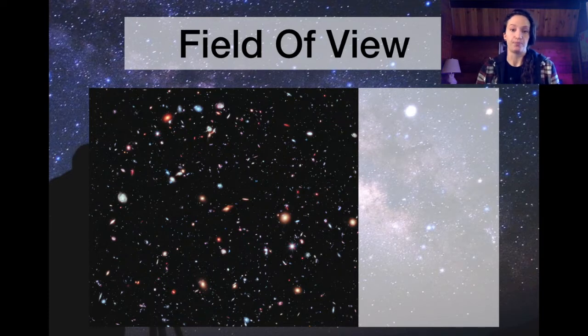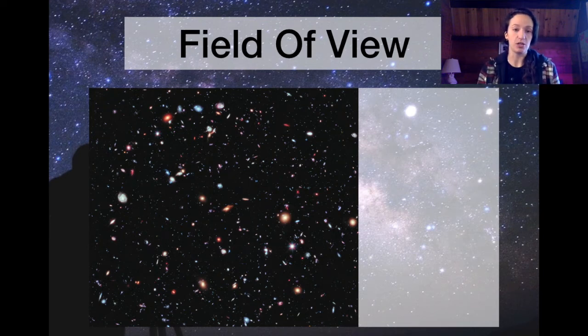So, last but certainly not least, is field of view. So field of view is kind of directly related to magnification. So this is an image of the Hubble deep sky. It's one of the most incredible images that we've ever obtained in astronomy.